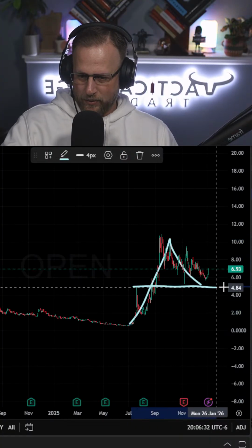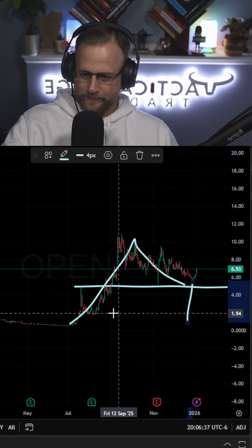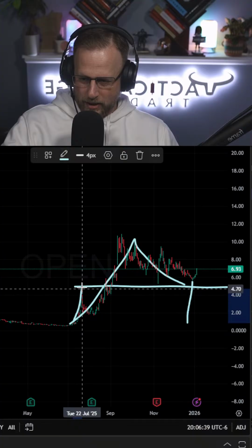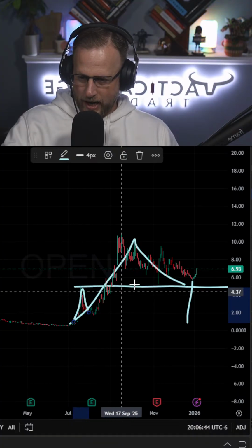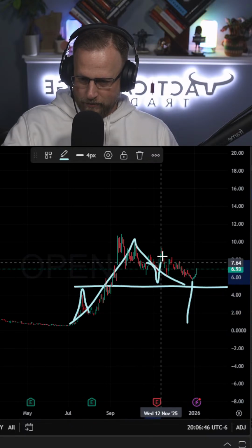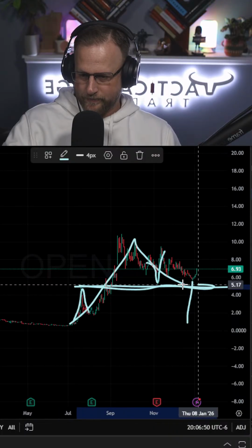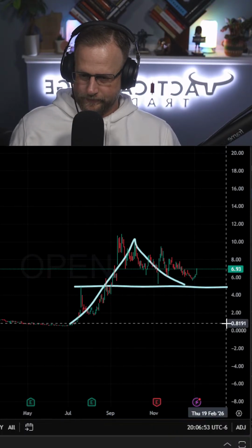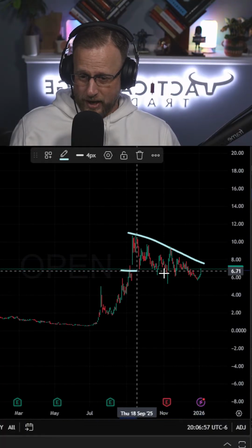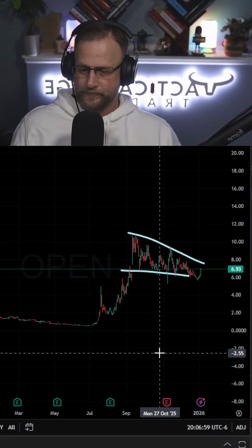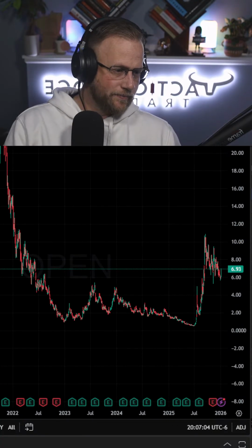I'd say as long as 5.15 holds, you're probably good. Below that, I think you're getting sucked back down. There's something about a giant wick into that level from the resistance side, and then another giant wick into it from the support side. Someone's playing around on that level. But it's tough. Maybe it's a flag or a falling wedge and we pop up. But I don't know the fundamentals or anything on this one.